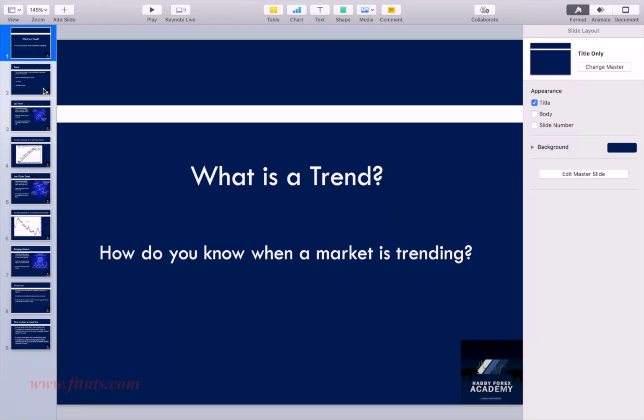Now, how do you know when the market is trending? What is a trend? When the market is trending, we have two types. It could be bullish, it could be bearish, or it can be a ranging market. A bearish market means the market is going down, falling, while bullish means the price has been going up. Ranging means the price has just been moving within some levels, between support and resistance.